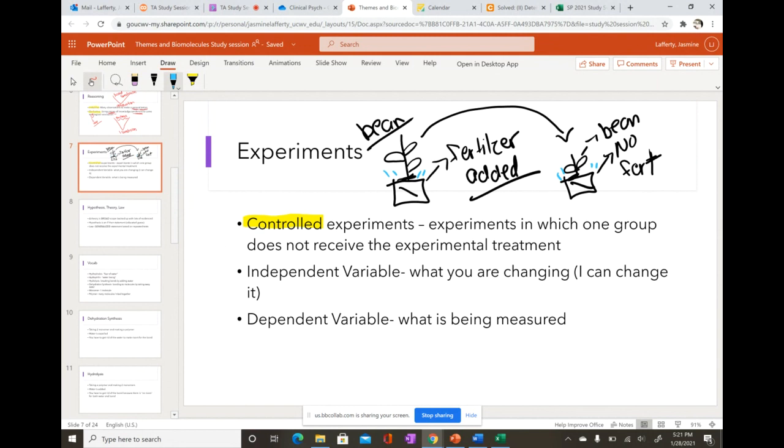Now, building off of that, in this case, fertilizer would be the independent variable. It's what you are changing. As a scientist for this experiment, I can change if there's fertilizer or if there's no fertilizer. So I can add fertilizer to this one, I cannot add it to this one. Now the dependent variable is just what is being measured. So the dependent variable is kind of like your results. So in this case, it would be plant length or stem length.